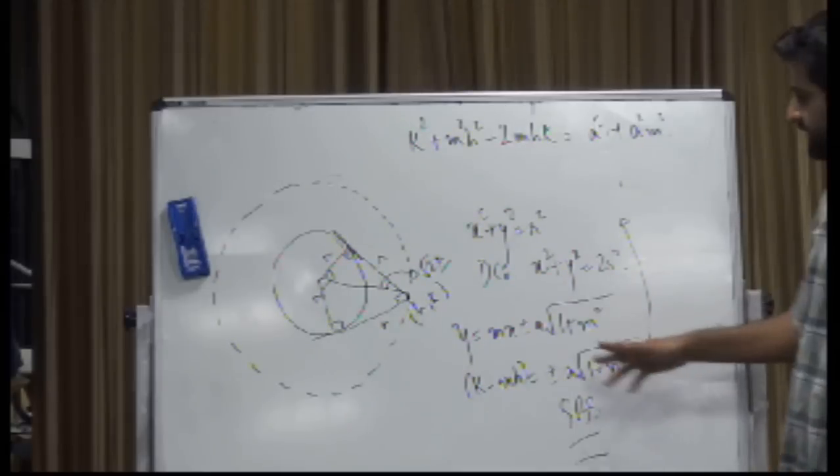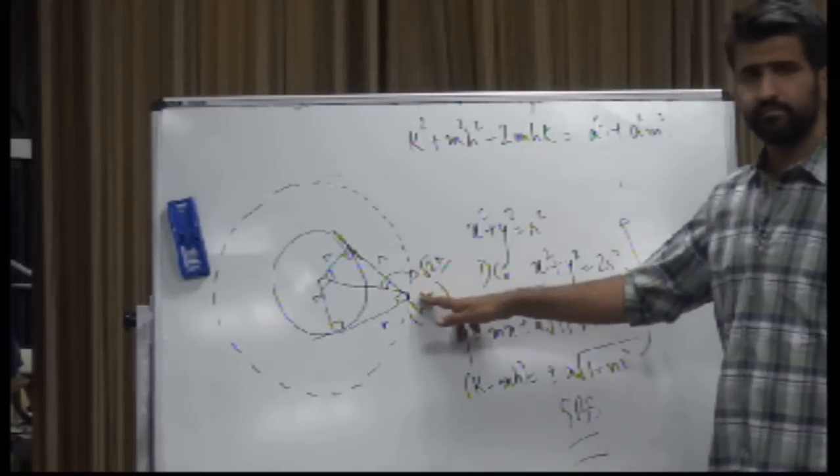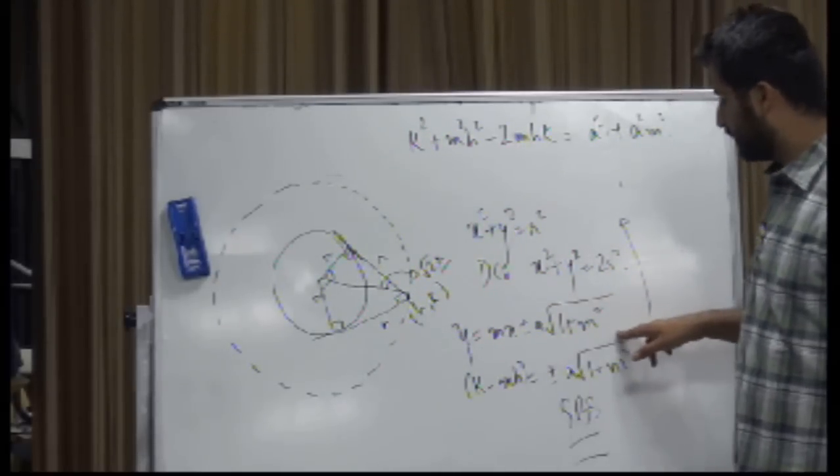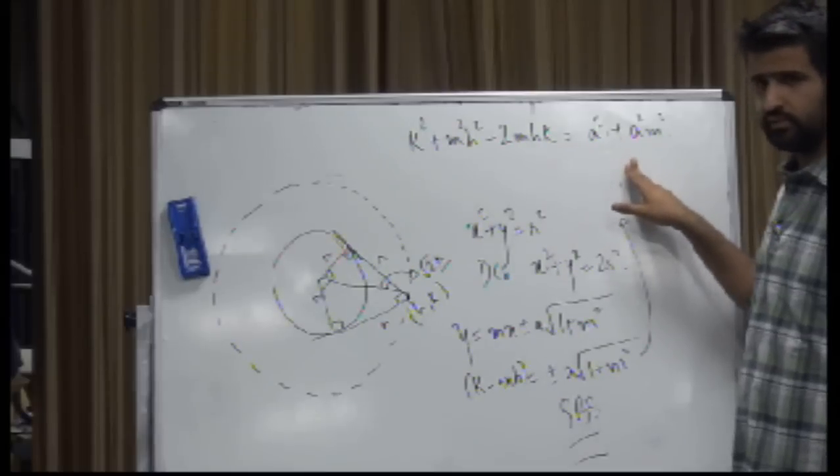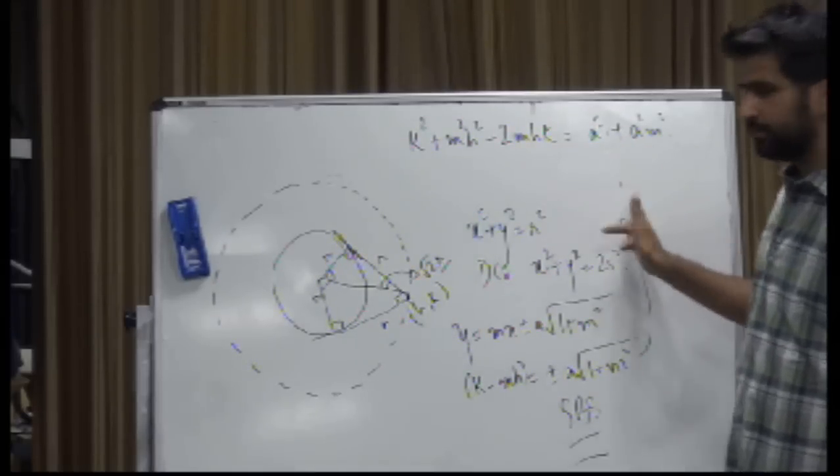The other way of doing it is, if I take this point as h comma k, and I write the equation of tangent, I get this equation, right? A quadratic equation in m.